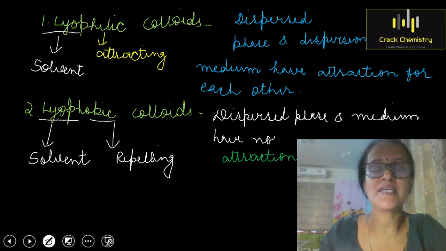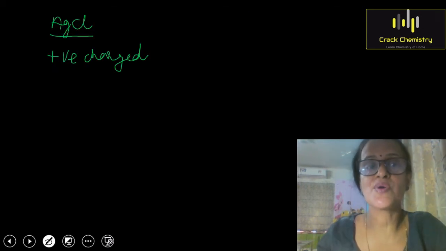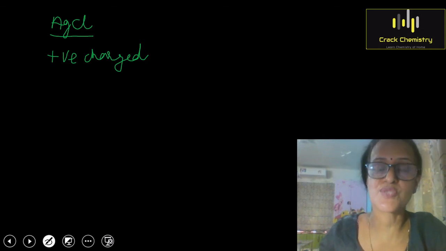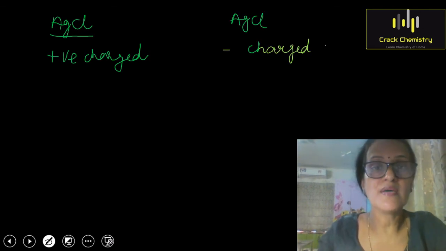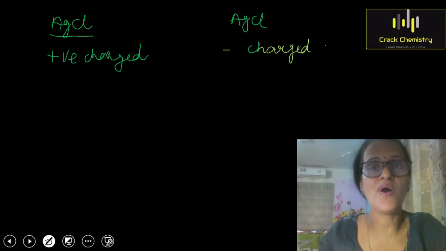The colloidal particles contain some charge. They may have either positive charge or negative charge. For example, silver chloride can be positively charged or it can be negatively charged also, depending on the way it is prepared. So in a particular colloidal solution, all the colloidal particles will carry the same charge.